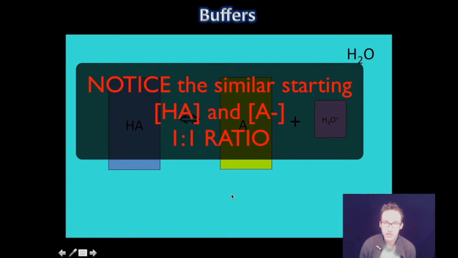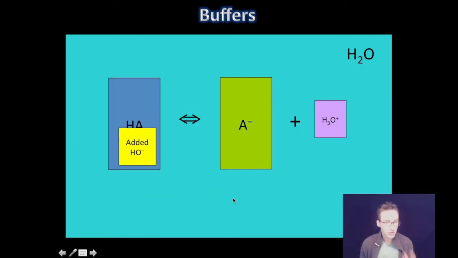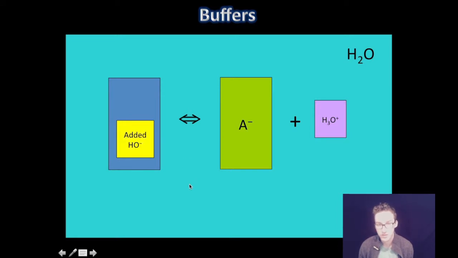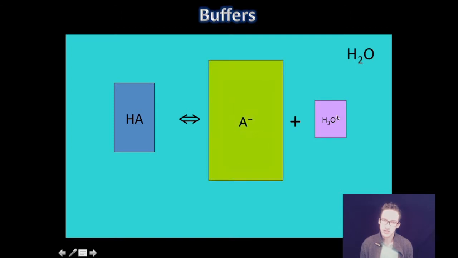So if you take a look at your screen, we look at this buffer situation again. We are now going to add some hydroxide, which is going to be neutralized by the weak acid molecules that are still in solution there. We form some new conjugate base ions in solution, but we essentially resist the change in pH, or we resist changing the concentration of the hydronium ion.